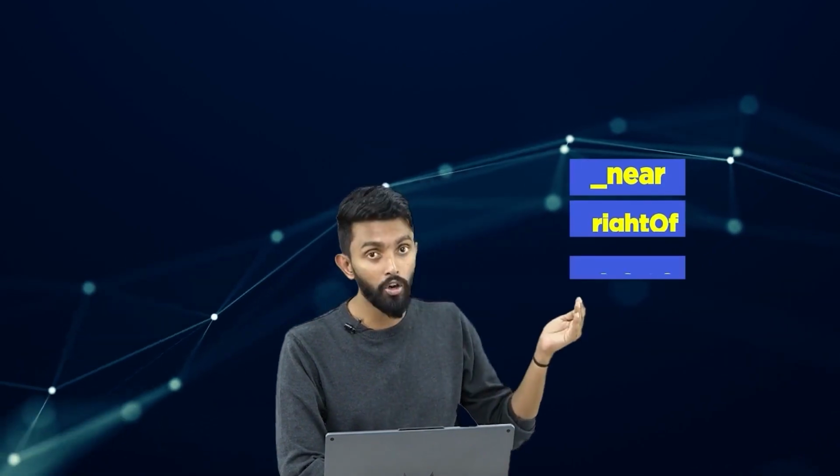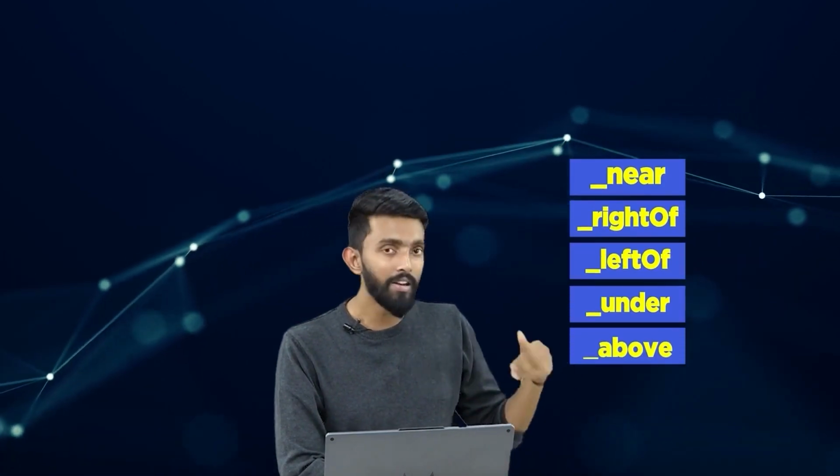Now let me show you a beautiful concept in Sahi Pro called Relational API. There are primarily 5 types of Relational APIs in Sahi Pro: near, rightOf, leftOf, under and above. Now let me give you a practical demonstration of when you would be using these Relational APIs. Let's take the first example of using near.